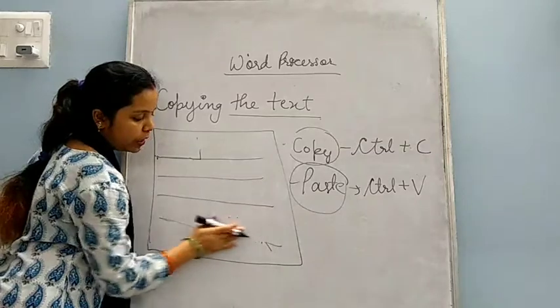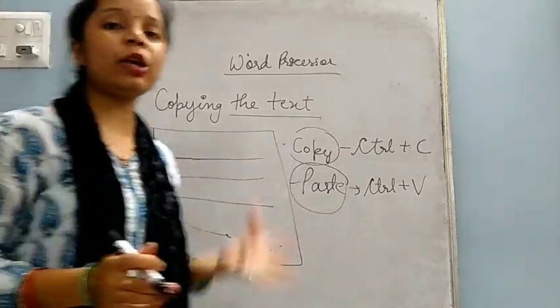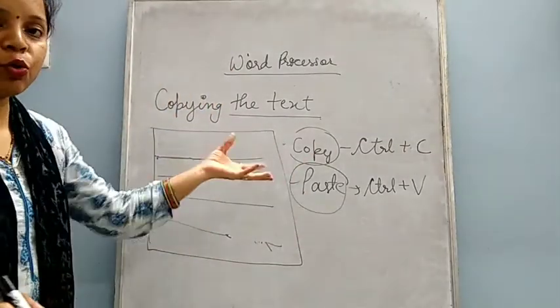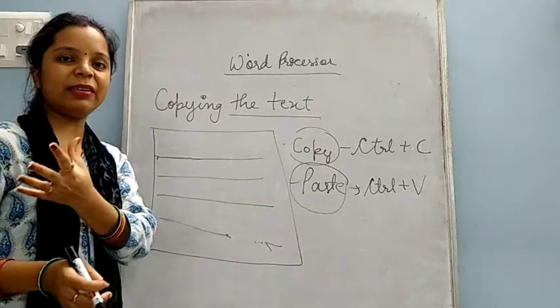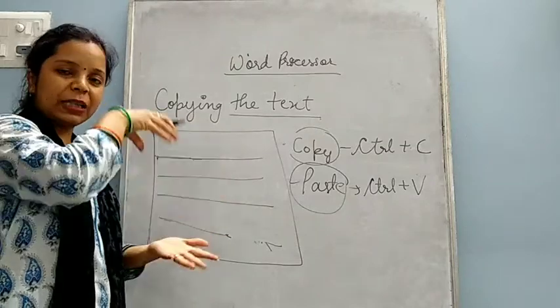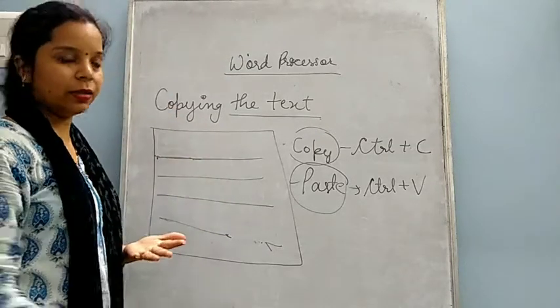Now I will tell you what copying is. Copying means making a duplicate of anything. Like when you do photocopy, what do you do? You make a duplicate of those pages. That is known as copying. The original page is also there, but you create a copy of those pages.